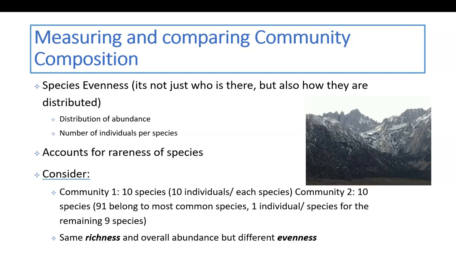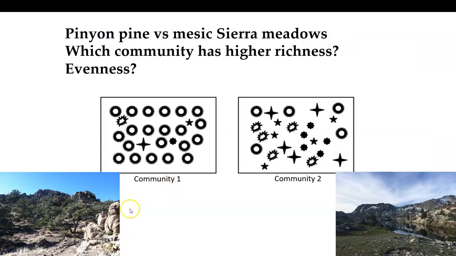So let's look at a system where you have similar richness, but different evenness. And that would be a Pinyon pine ecosystem. This one, here's the Providence Mountains, and then a Sierra High Meadow. This one's on the Humphreys Plateau, excuse me, the Humphreys Basin in the Sierra Nevada. You can have similar levels of biodiversity, but different distributions here.